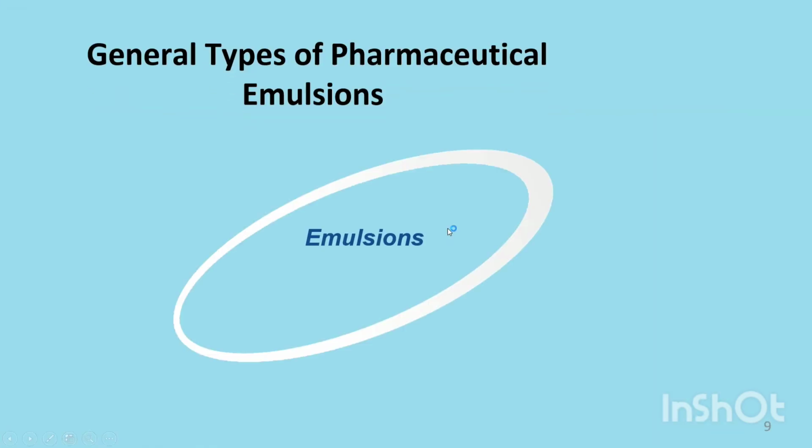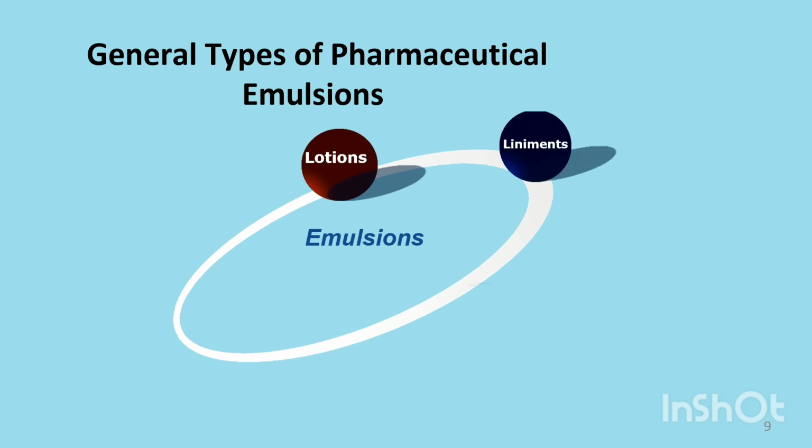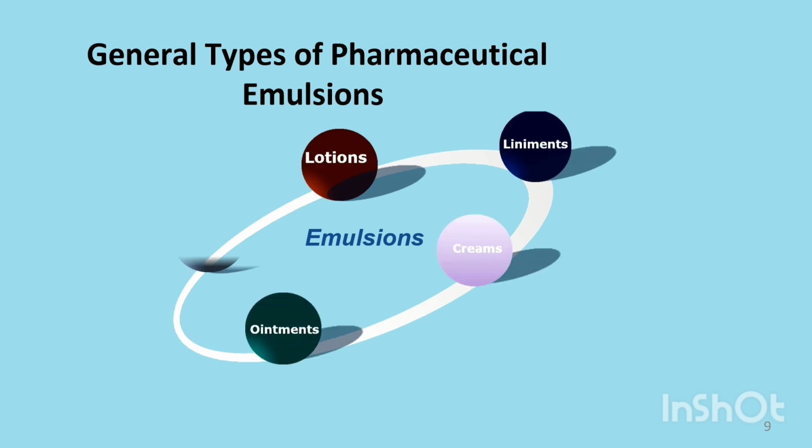So we have already covered quite a few topics in today's video. Lastly, I want to tell you about the different types of pharmaceutical emulsion. We can use emulsion as lotions, liniments, creams, ointments, and vitamin drops for the use of patients.